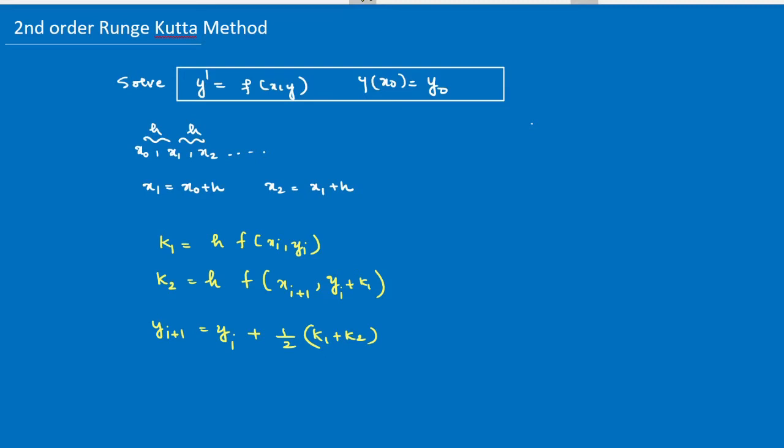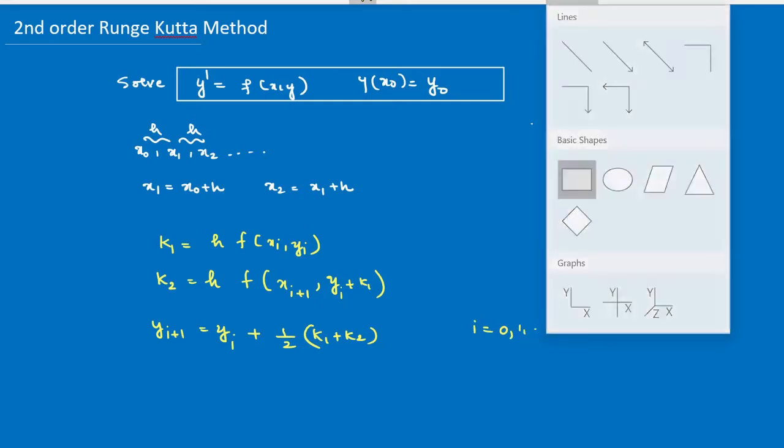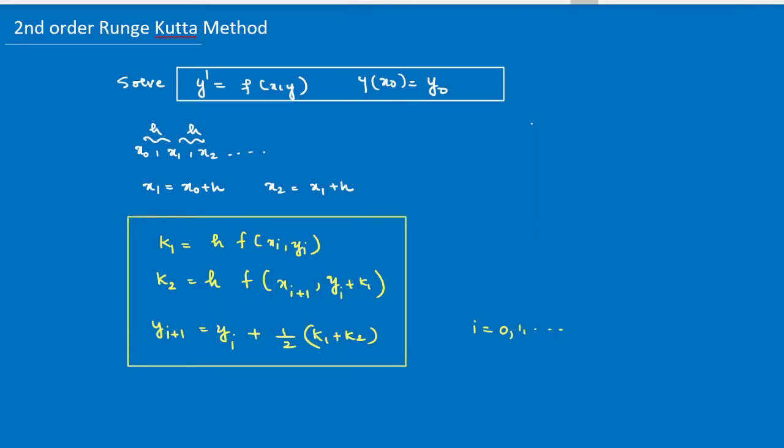And what is i? i takes values starting from 0: 0, 1, 2, etc. Okay. I hope you understand. Now when we do a problem, we will understand how we can apply this formula.